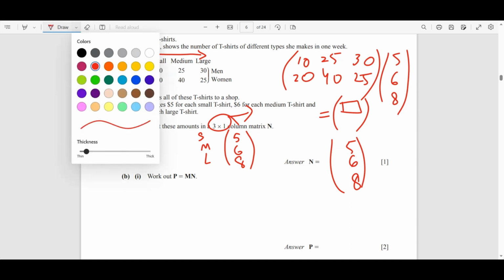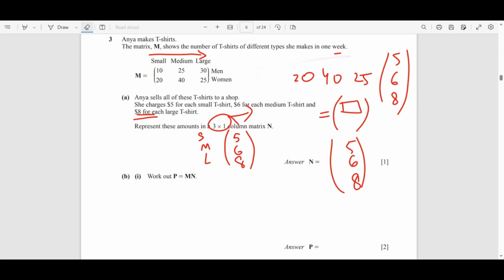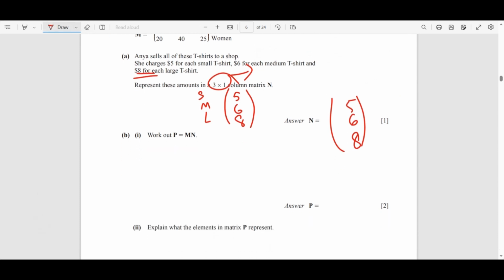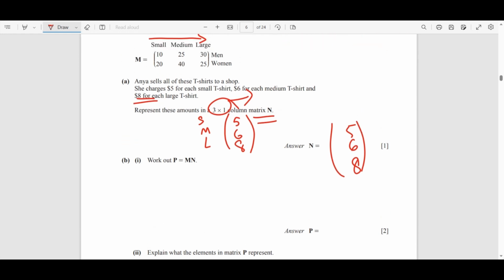So this was, I'm just erasing it. This is not really necessary. This was only for you to understand how things are. Okay, work out P equals MN. Now this says it's matrix N, right? And this is P. So it says P equals matrix M times N. This is the same thing I was talking about earlier.